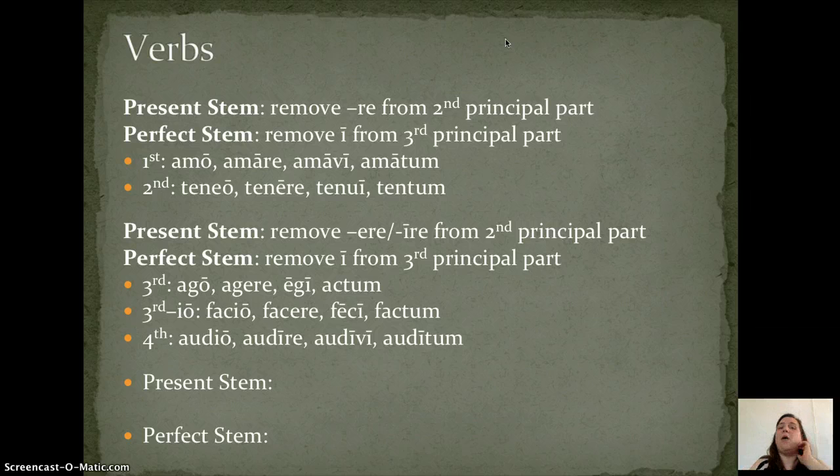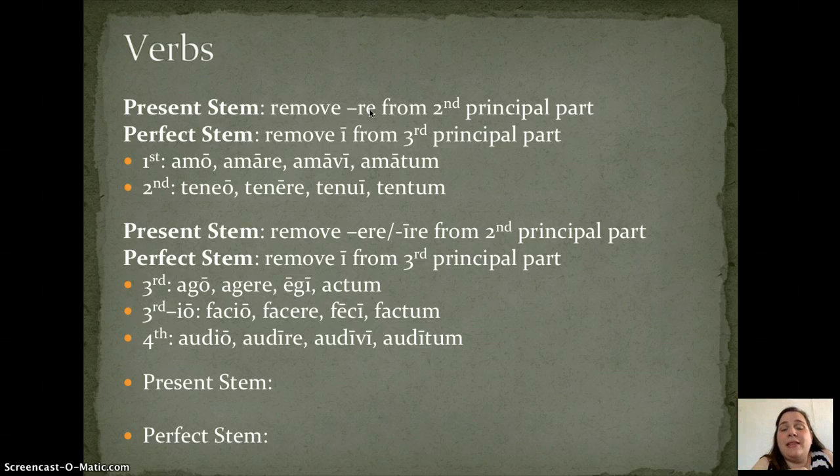Okay? Now, in order to conjugate a verb, you need to get your stem, okay? So if you're going to conjugate it in the present system, you need the present stem. Now, you get the present stem in different ways depending on the conjugation of the verb. For first and second conjugation verbs, you get the present stem by removing the RE from the second principal part, which means when you get your present stem, it has a vowel on the end of it, okay?